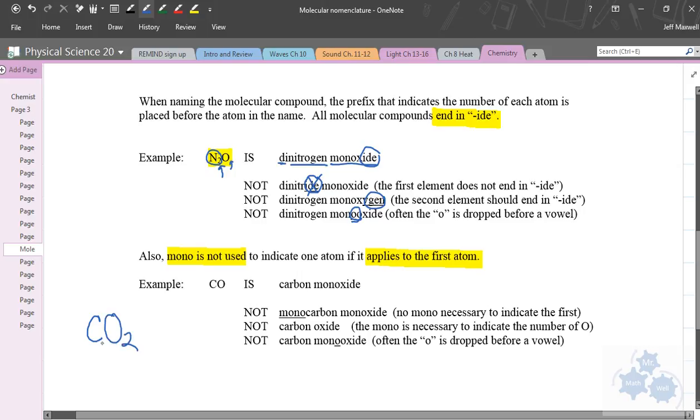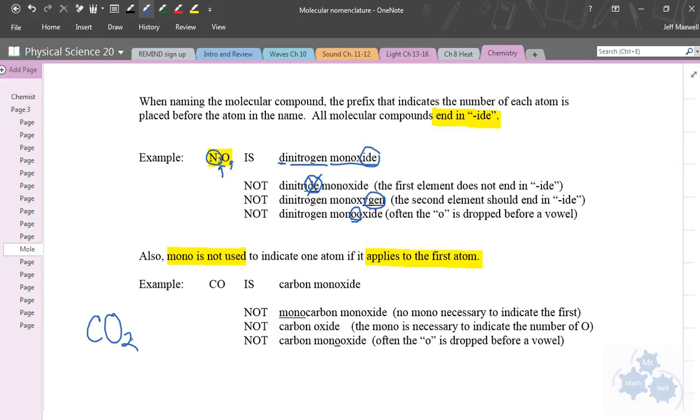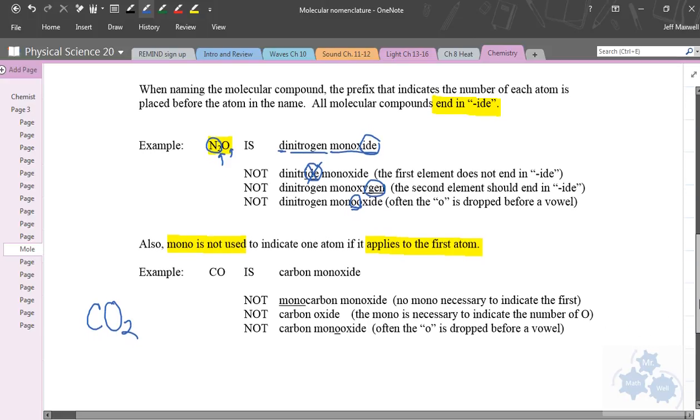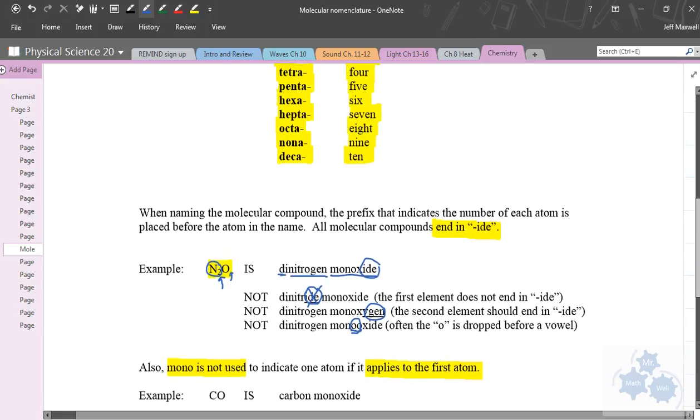CO2, right? Carbon dioxide. That's where that comes from. If it was trioxide, it would be CO3. If it was carbon pentaoxide, it would be what? CO5. So, yeah, you're getting it. Any questions here so far?